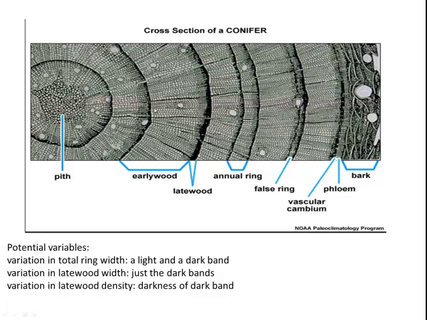And of course, straight away you can see that there's a sequence of different variables that can be measured. The whole tree ring, for example. So that's a light band and a dark band. You could measure the variation in late wood width, which would then just be coding the dark bands as you move from the core of the tree outwards from older to younger. And then something such as the variation in late wood density would be expressed in terms of how dark one of those dark bands actually was.